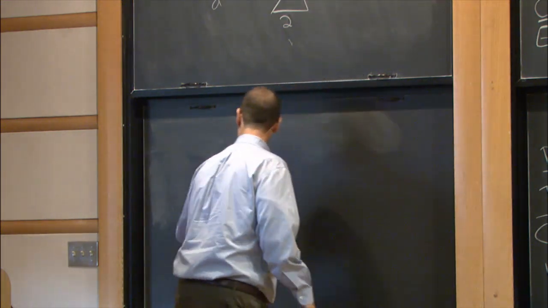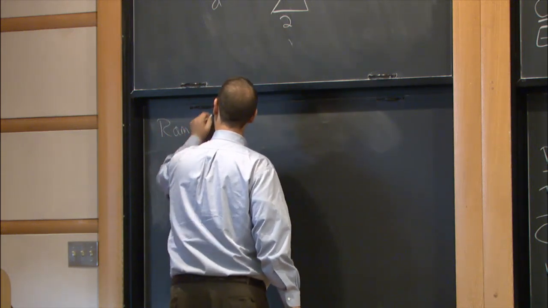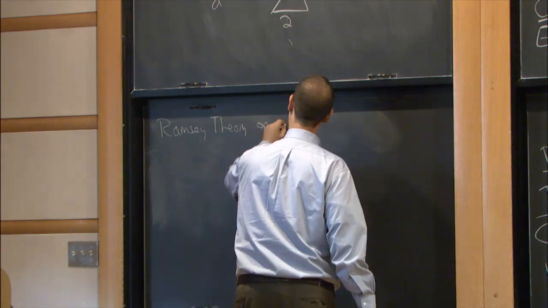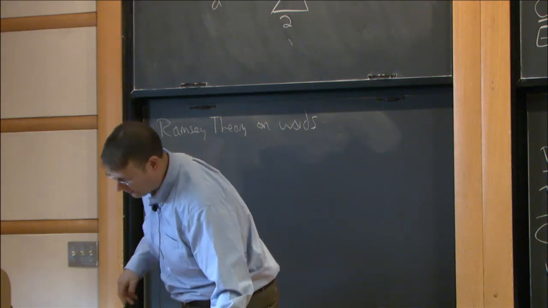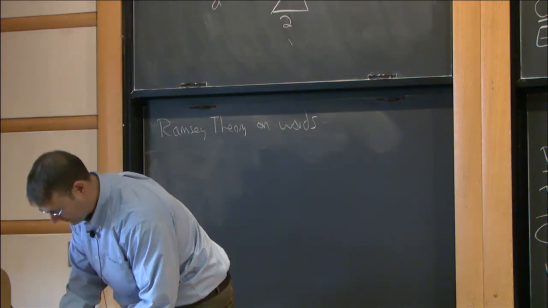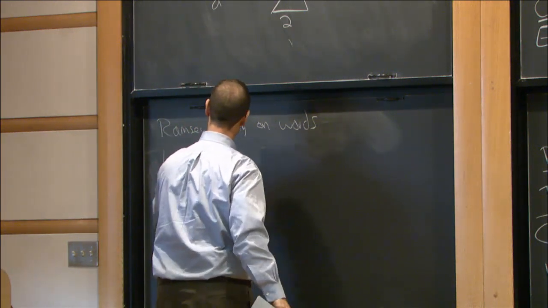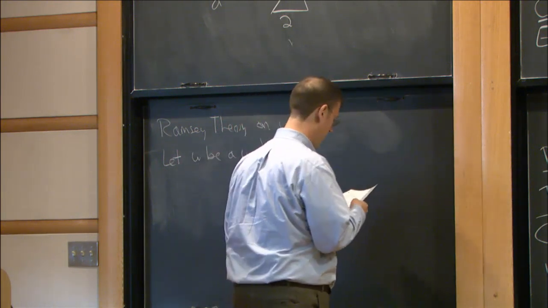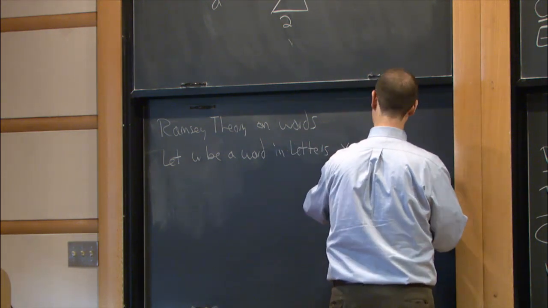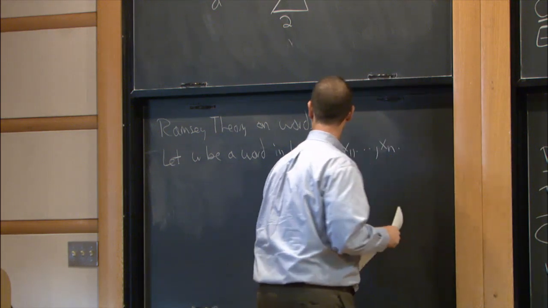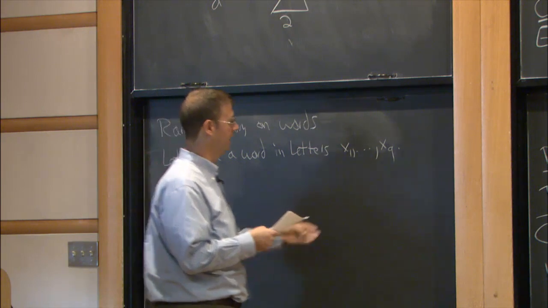And this is a new project recently with David Conlon and Benny Sudakov. So, Ramsey theory on words. Let W be a word in letters x_1 to x_n.